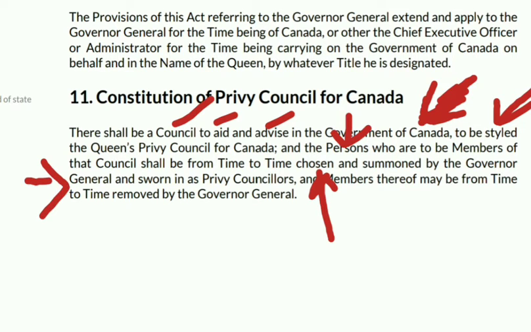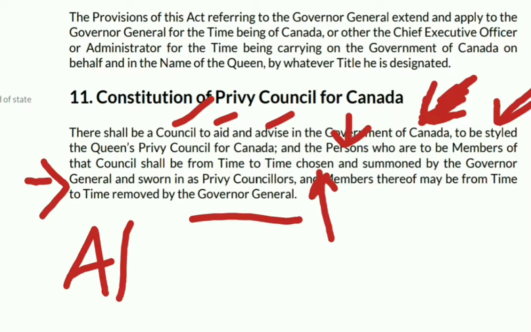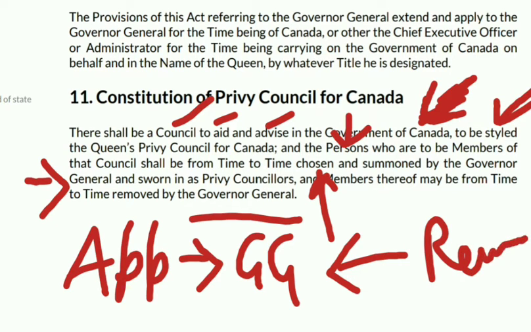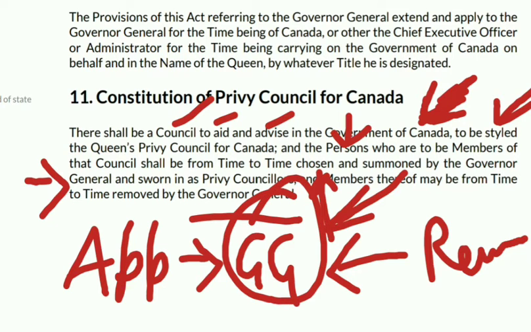So the power is vested with the Governor General, and the members are sworn in as Privy Councillors and may be from time to time removed by the Governor General. So appointment is by the Governor General, removal is by the Governor General, and the summoning is also by the Governor General. So all the powers are vested with the Governor General in regard to appointment, removal, and summoning, and they have to be sworn to become Privy Councillors. All the powers are vested with the Governor General of Canada.